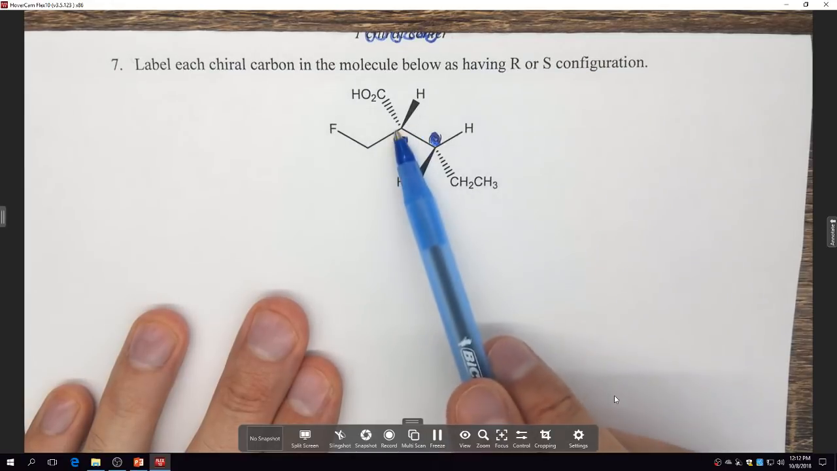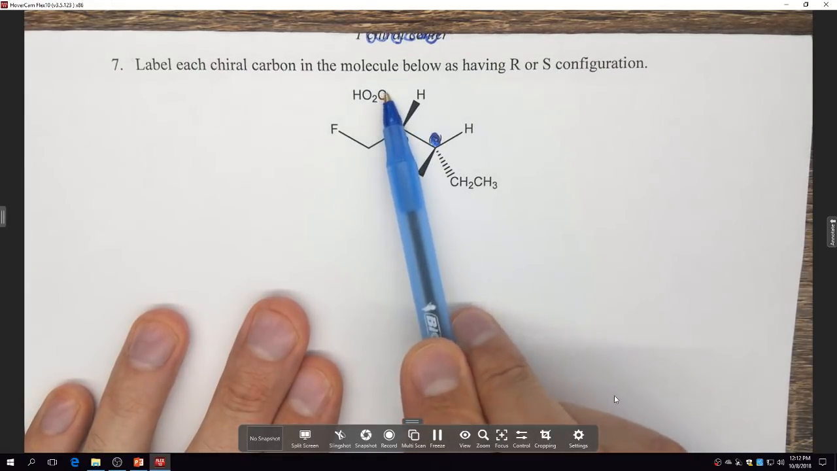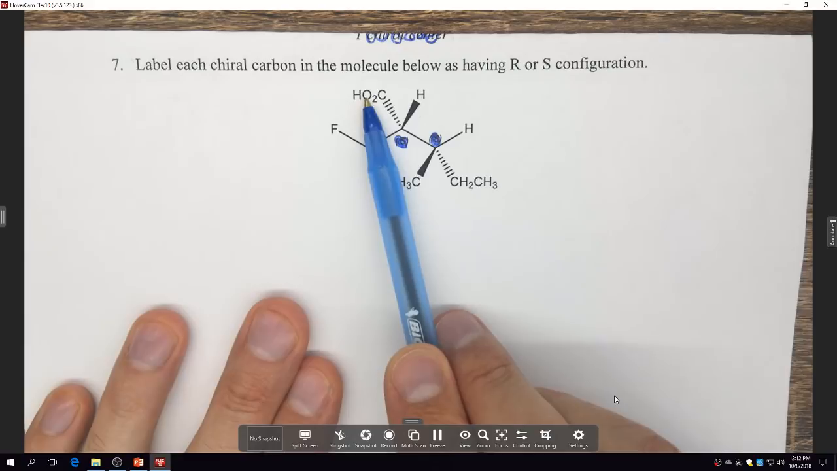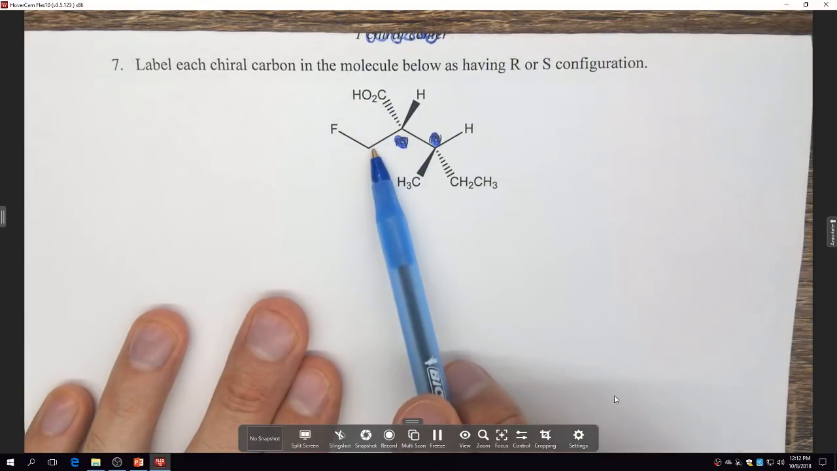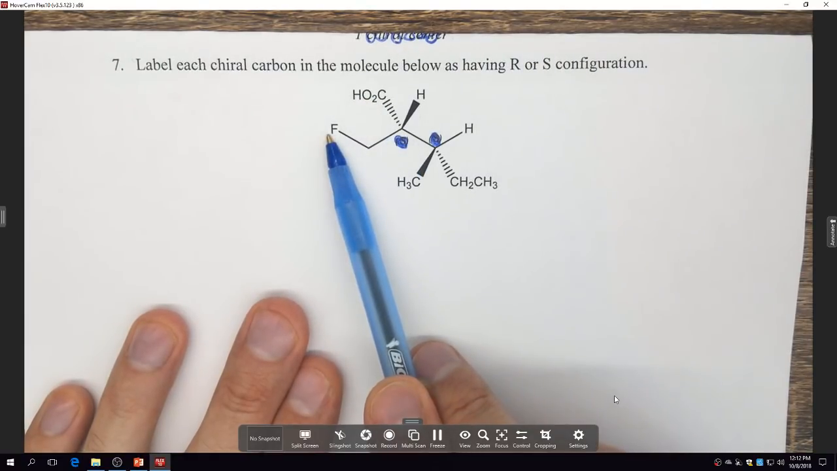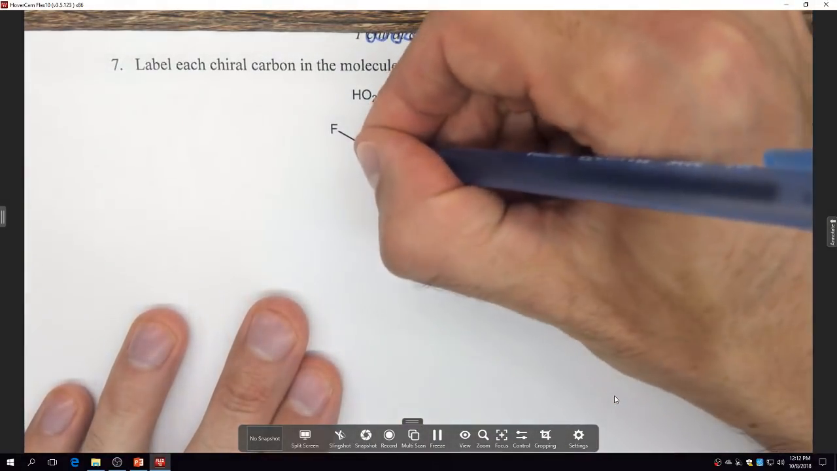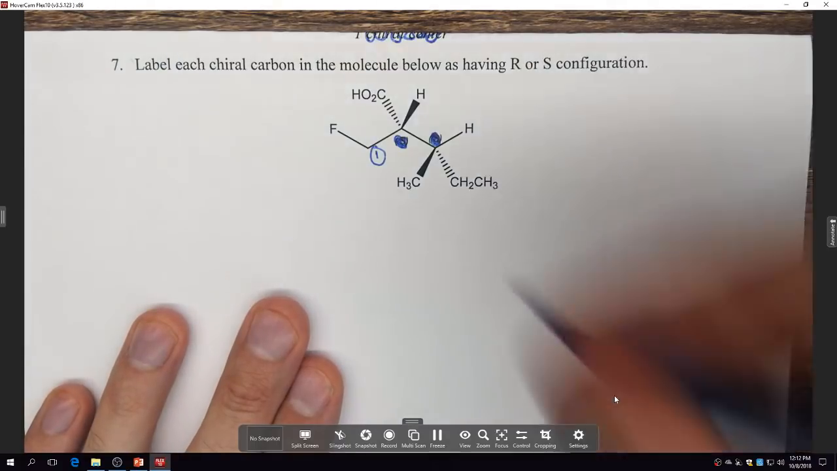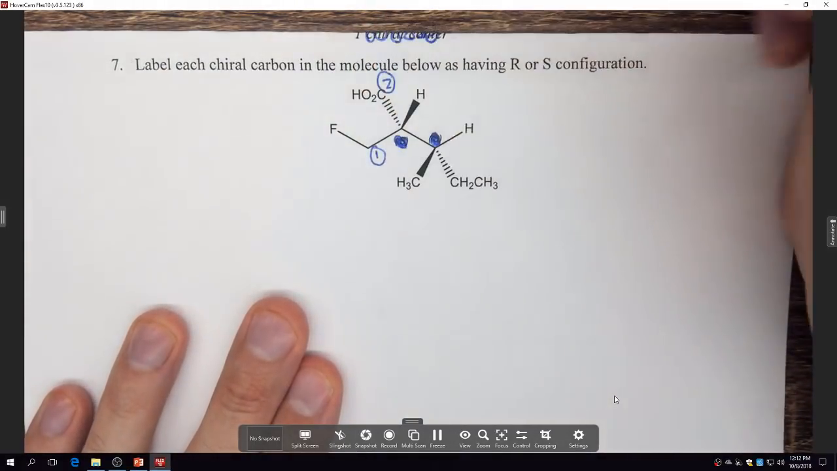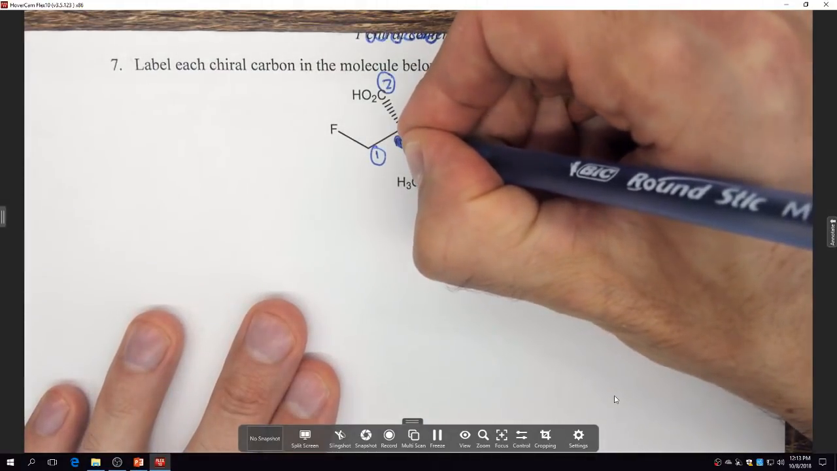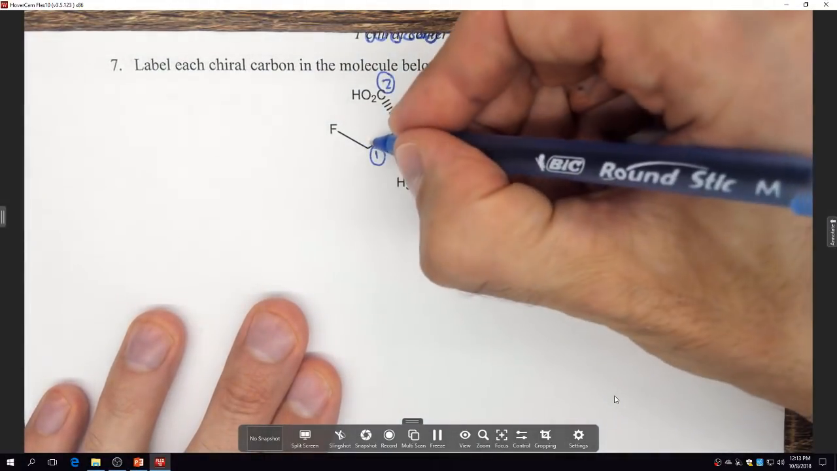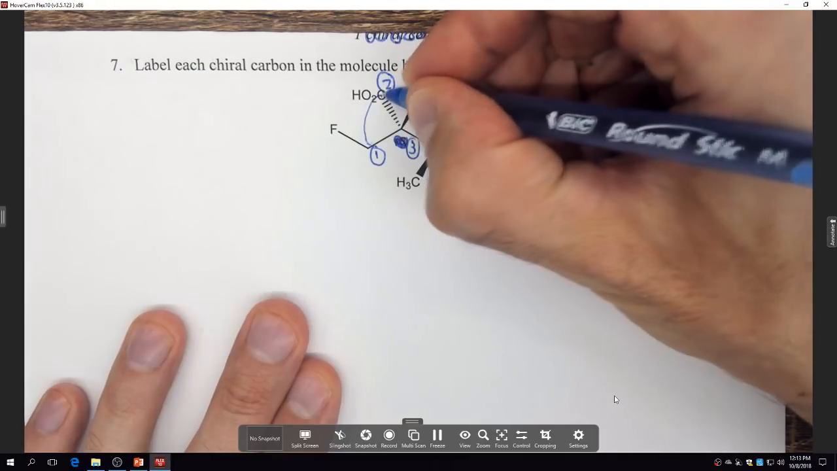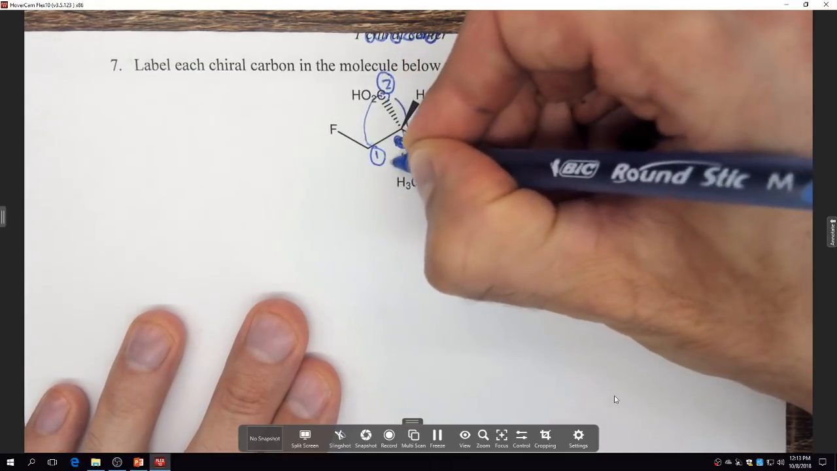Why? In this case, I go one carbon and then I can get to an oxygen. In this case, I go one carbon and then I can get to a fluorine. What's bigger? Fluorine. So this is actually priority 1. All right. 2 is the carboxylic acid, and 3 is the group that just contains carbon. So in this case, it's 1, 2, 3.